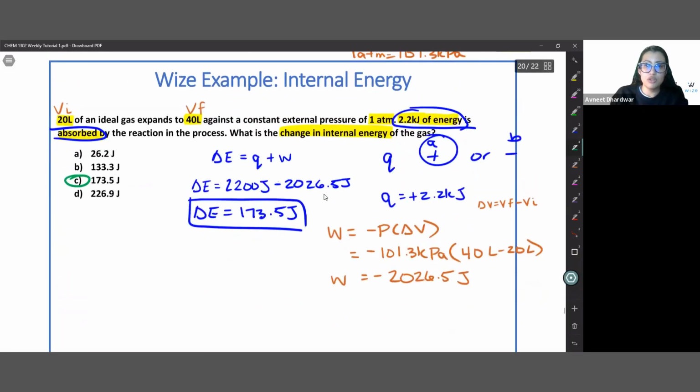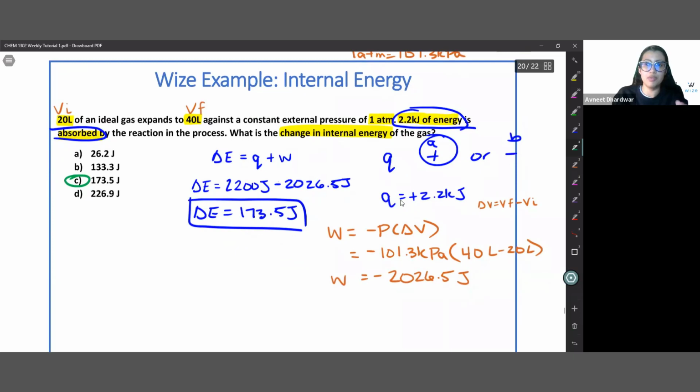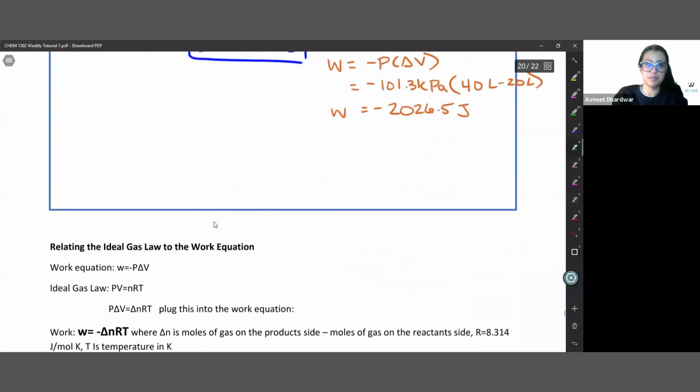So, we first figured out what variables we had. We figured out the sign of Q, and then we solved for work, remembering to use correct units. Then we plugged everything in, making sure both of them were in joules, so we could add them together.